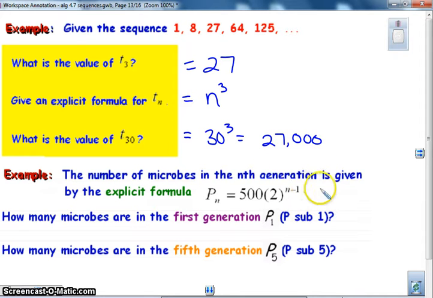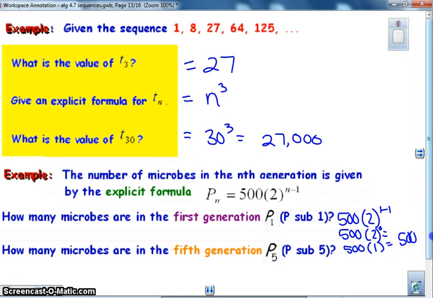Now we want to look at microbes, and the nth generation is given in an explicit formula. P to the n equals 500 times 2 to the n minus 1. How many microbes are in the first generation? Again, if we are looking at this in our first generation, we want to take 500 times 2 to the 1 minus 1. Well, that's simply going to be 500 times 2 to the 0 power. But anything to the 0 power is actually 1. So this means 500 times 1, which gives us 500 in our first.